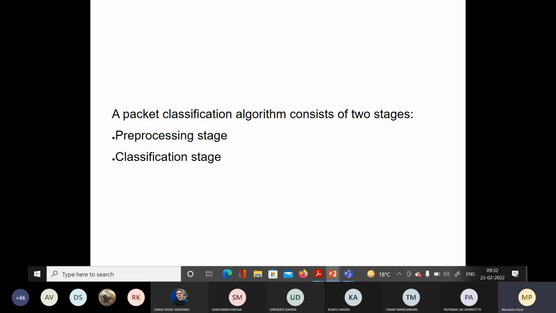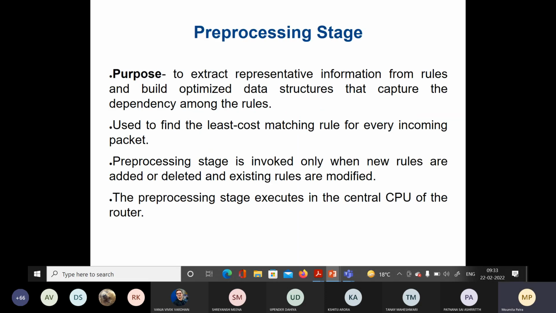So packet classification algorithm consists of two different stages. One is that you do a pre-processing, and another is you do a classification. Okay, so let us see what it means. So what is pre-processing? In general, pre-processing means before you do the exact task, you do some other important tasks on the content. Okay, so the terminology of pre-processing basically means that.